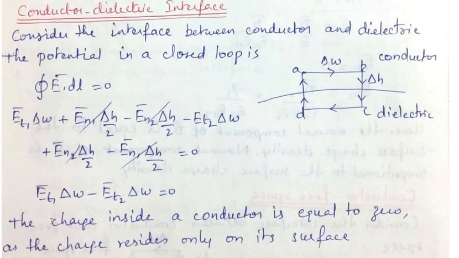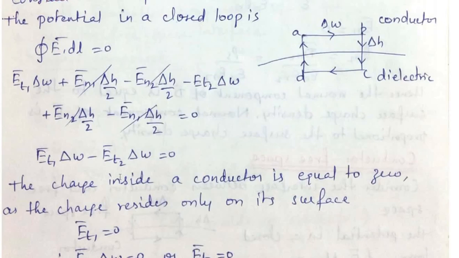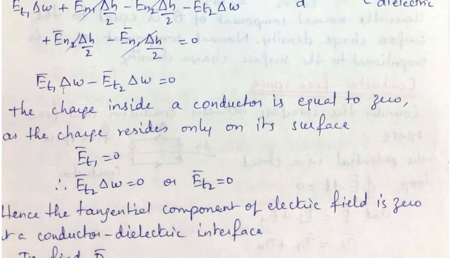Here also we get the same thing, Et1 delta w minus Et2 delta w is equal to 0, or Et1 is equal to Et2. But if you see, there is no charge inside a conductor. That means the charge inside a conductor is equal to 0. Why? Because the charge is present only on the surface of the conductor. Therefore Et1 is equal to 0. So in this equation substitute Et1 is equal to 0. Therefore we also get this Et2 equal to 0.